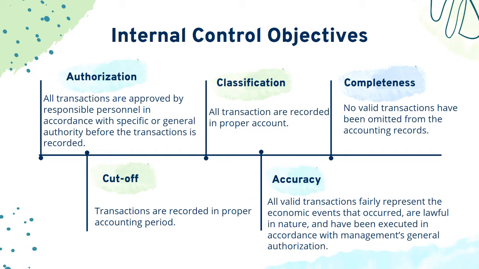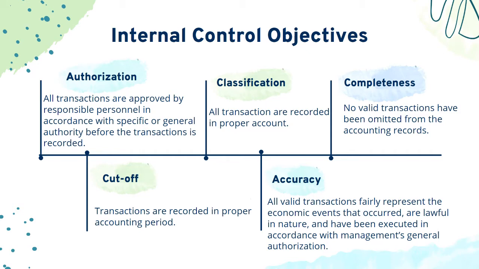Next is classification. All transactions are recorded in the proper account. Means that, for example, the purchase of raw material should not be posted to repair and maintenance. Instead, it should be posted to the inventory account. Same thing goes for sales and revenue. It must be posted or recorded at the appropriate account, which is the sales account.